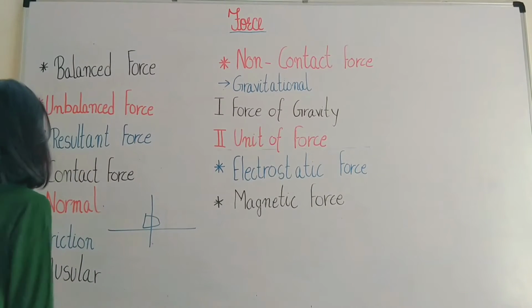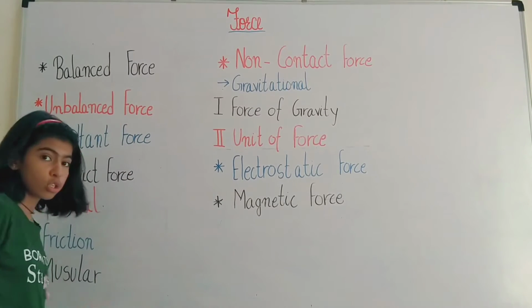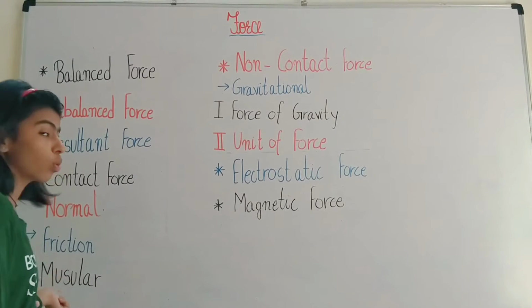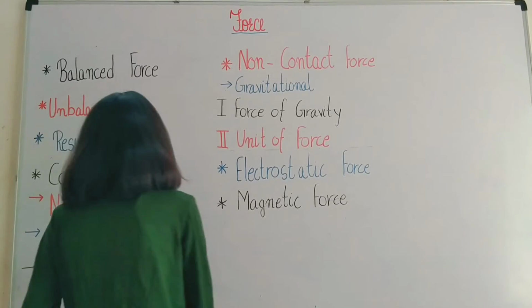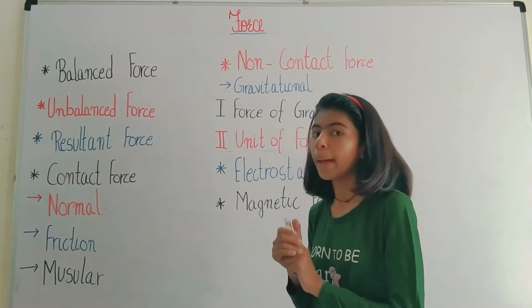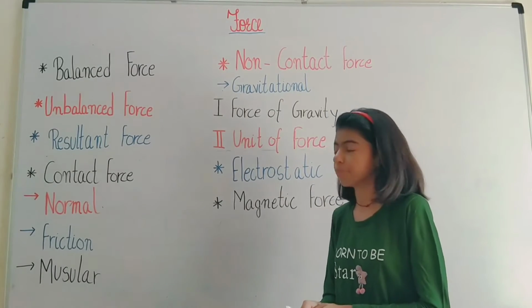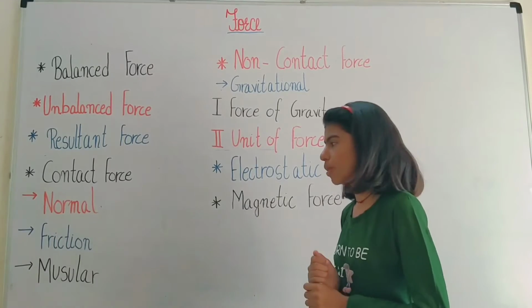So now the force of friction. Two objects in contact can also exert force in parallel. So this force is known as the force of friction or the friction force. The next is muscular force. This force can be exerted by our muscles or our bodies. Like pushing, kicking, pulling are all examples of muscular force.